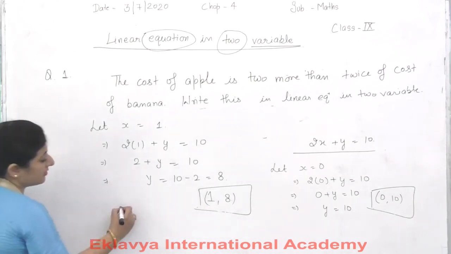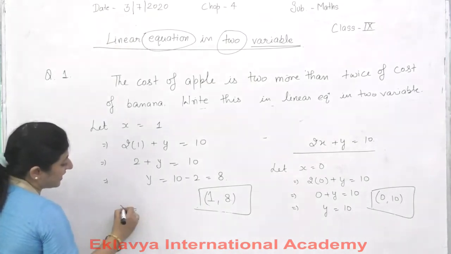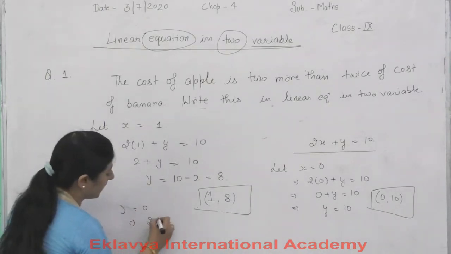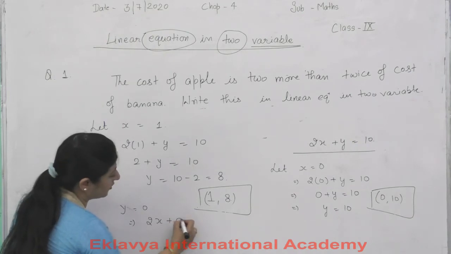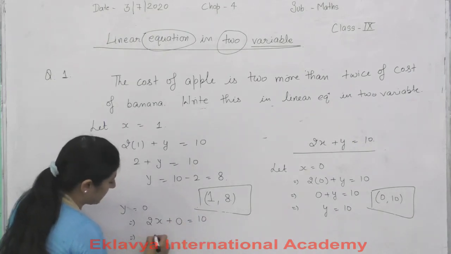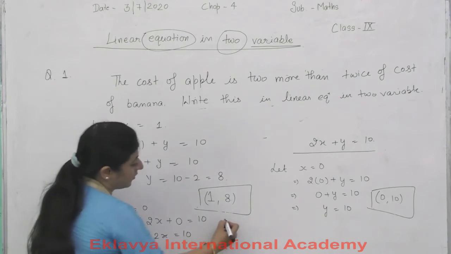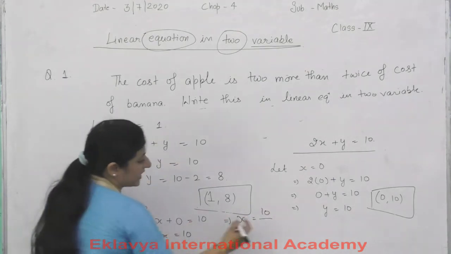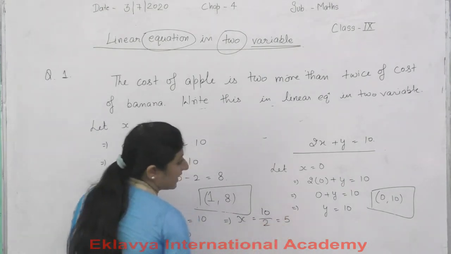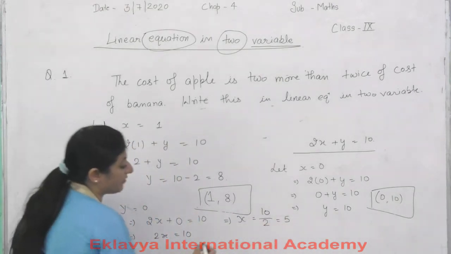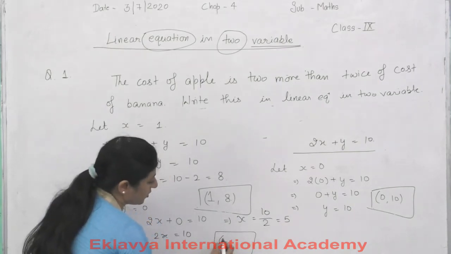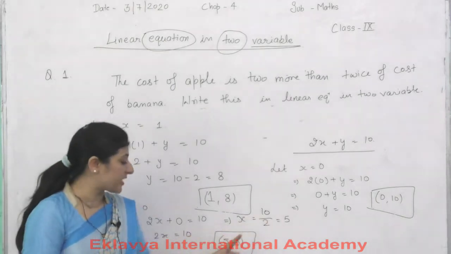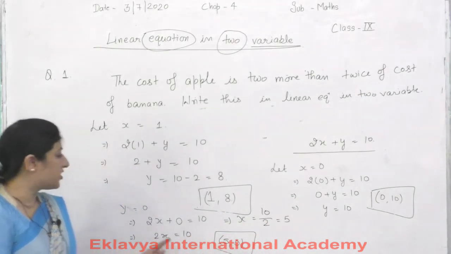Now the third solution, suppose I put y is equal to 0. Then it becomes 2 multiplied by x plus y value 0 is equal to 10, then 2x is equal to 10. You already know how to solve it. Here 2 is in multiplication, so it comes to the other side in division, then x is equal to 5. Then the third solution is 5, 0. Always write the value of x first, 5, 0.